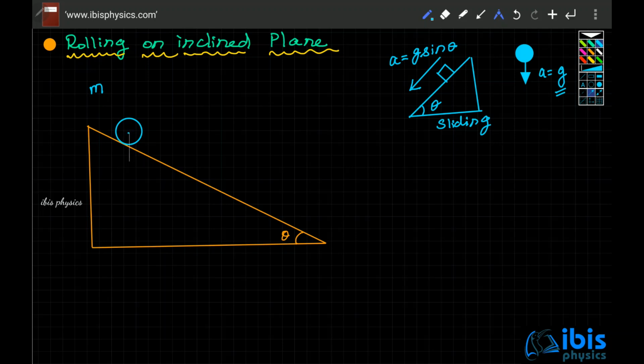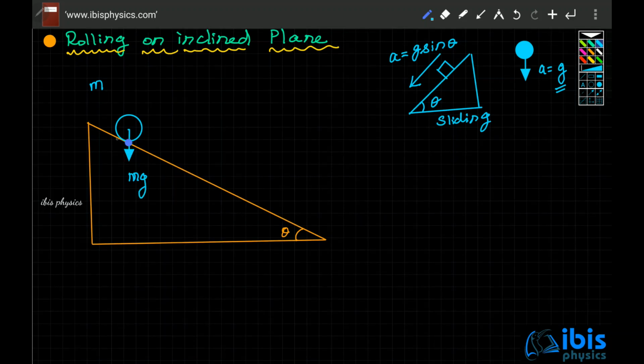If its mass is m, we know that the downward force will be mg. But if this plane were smooth, what would this try to do? It would try to slide downwards. If an object is trying to move downwards, we know that the property of friction is to oppose it. So the attempt of the object is to move downwards, and the friction will act upwards. This is the friction, acting along the plane opposite to the motion.